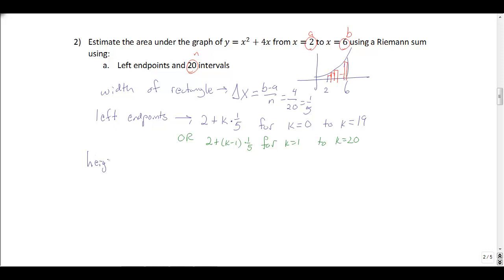Well, then the height, not just of any rectangle, but of the kth rectangle. Let me write that cleaner. What that's going to be is, I'm going to use this in blue, plugging the 2 plus k over 5 into this formula. So it's (2 plus k over 5) squared plus 4 times (2 plus k over 5). So let x be 2 plus k times 1/5, which is the same thing as 2 plus k over 5. Just plug that in for x here. That's really just taking my left endpoint and evaluating the function there.